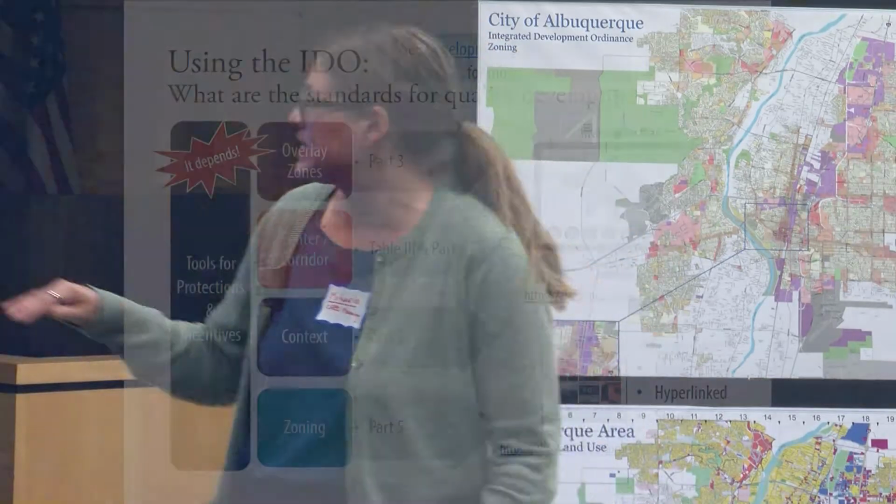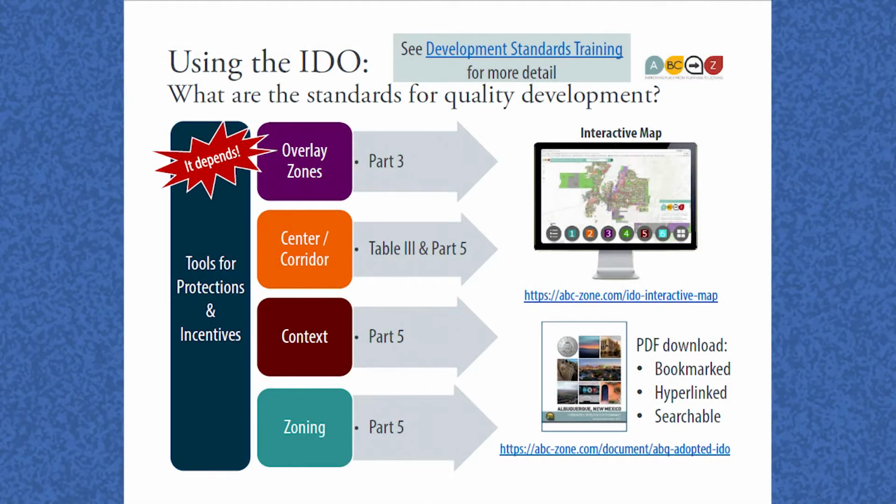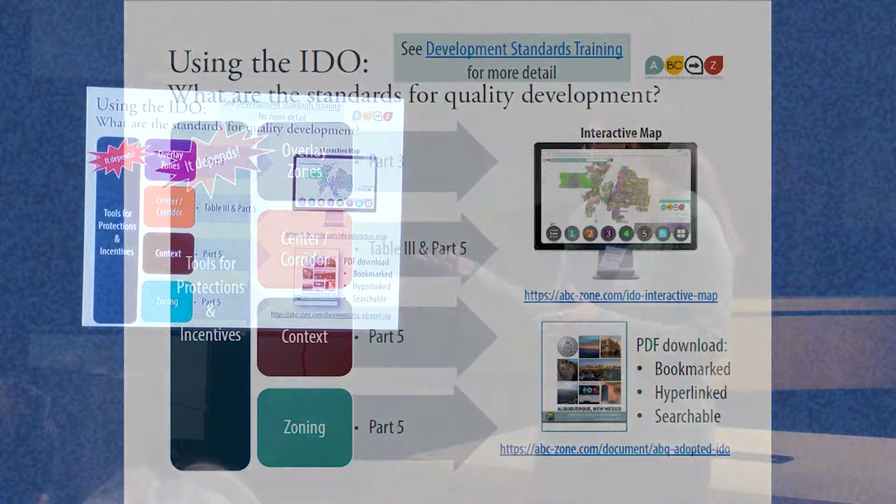So you can look up each of these factors in a map. Right now, it's online as an interactive map on the project webpage. And then once you figure out, am I in or out of a center, notice these are color-coded, and there are buttons at the bottom of the interactive map that track with the numbers of the parts of the Integrated Development Ordinance.